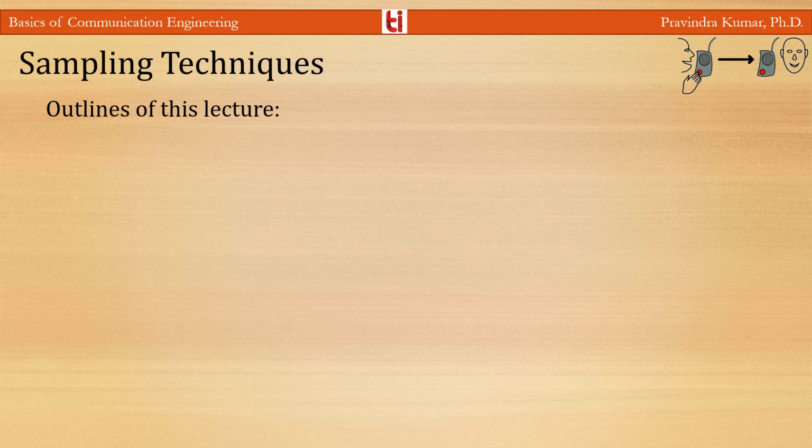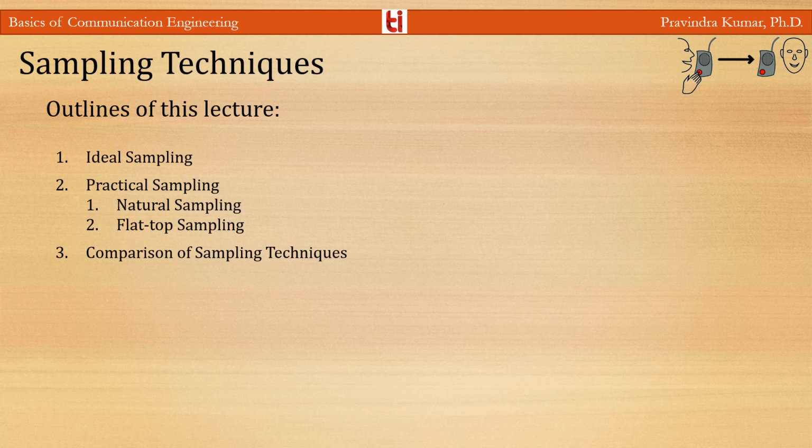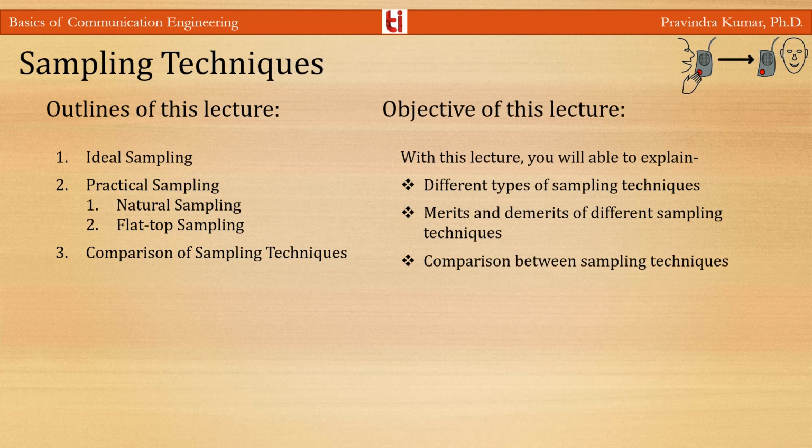The outline of this lecture is ideal sampling and practical sampling, where we will discuss natural sampling and flat top sampling, and after this we will discuss the comparison of sampling techniques. In the objective of this lecture, you will be able to explain different types of sampling techniques, merits and demerits of different sampling techniques, and comparison between sampling techniques.